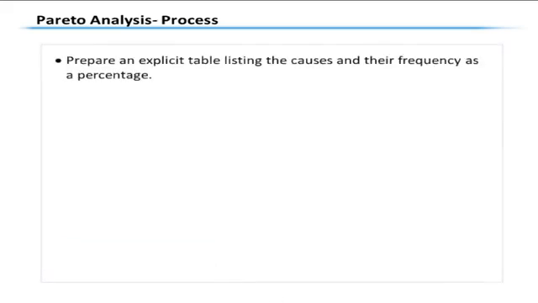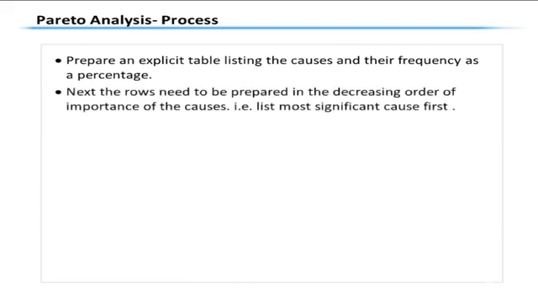Let's take a look at the Pareto analysis procedure. Number 1. First, form a table which shows the causes and their frequency as a percentage. Number 2. Arrange the rows in decreasing order of importance of the causes. In other words, the most important cause would be first. Also, add a cumulative percentage column to the table.